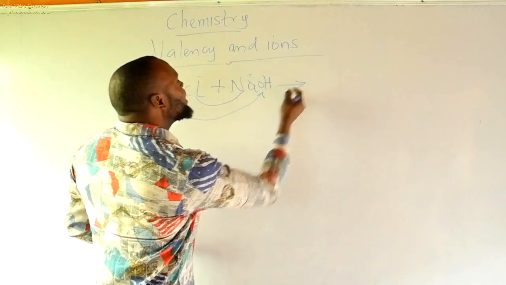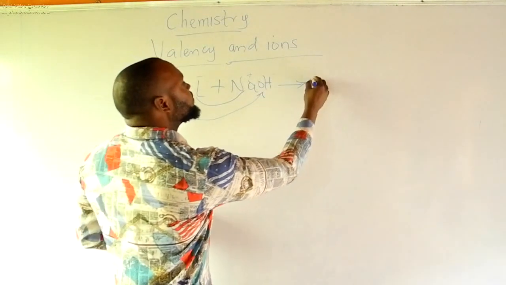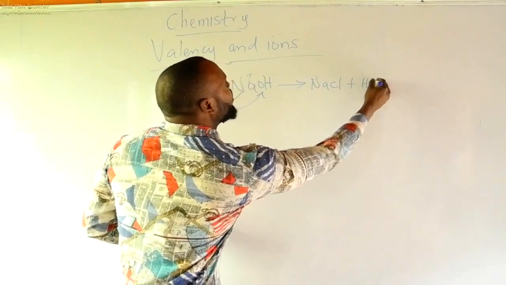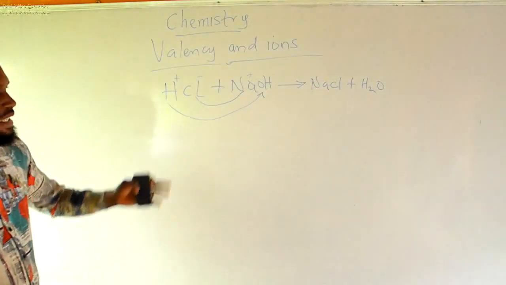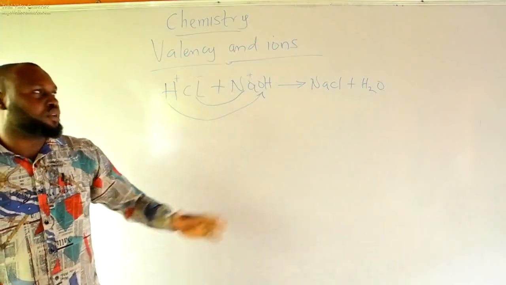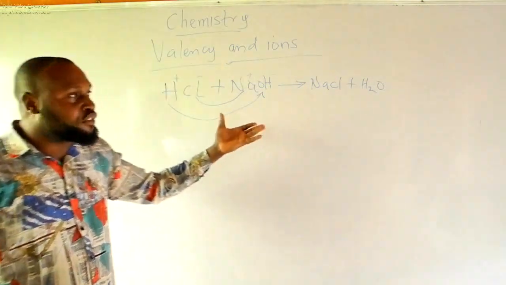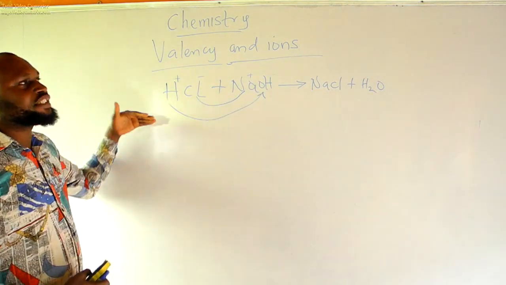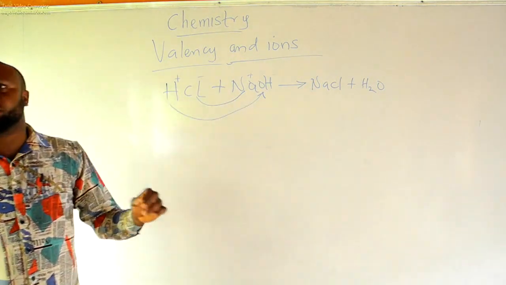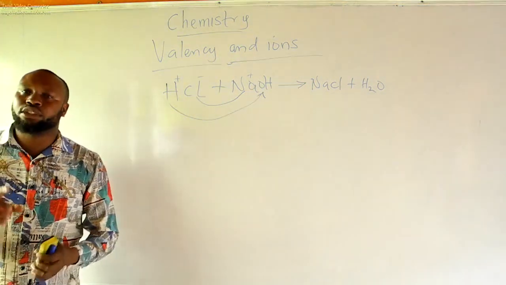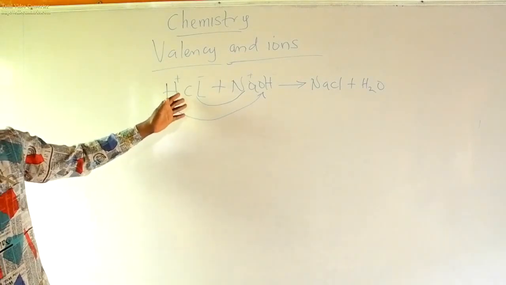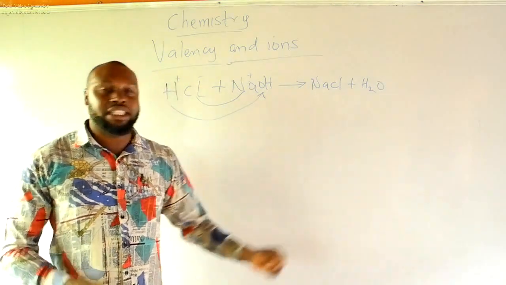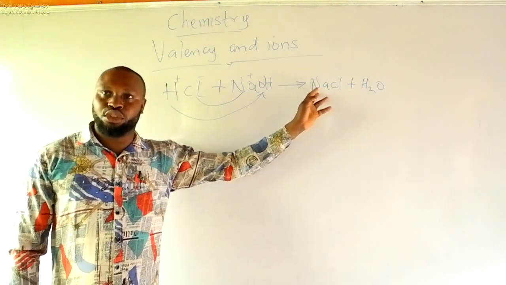Now, looking at this mechanism, we have NaCl plus H2O. A reaction between acid and base always gives us salt and water. It is obvious. Looking at this, you notice that unlike charges attract. This reaction is what we call a neutralization reaction. A neutralization reaction is the reaction which involves the combination of acid and base to give us salt and water. As a matter of fact, this is the table salt which you use in your house.